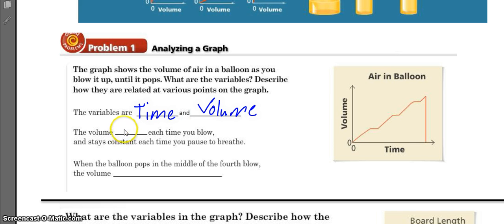So the volume does what each time you blow? It increases. And when the balloon pops in the middle of the fourth blow, the volume does what? Now here's a place where I like to get kind of nerdy and say it instantaneously drops to zero or something like that. So there you go, instantly drops to zero.